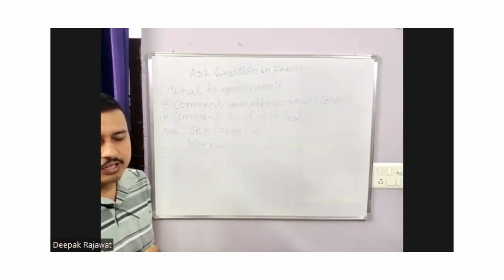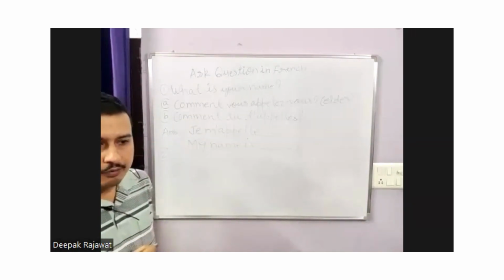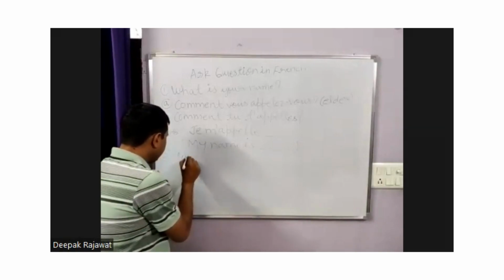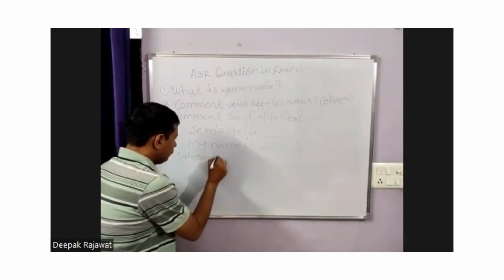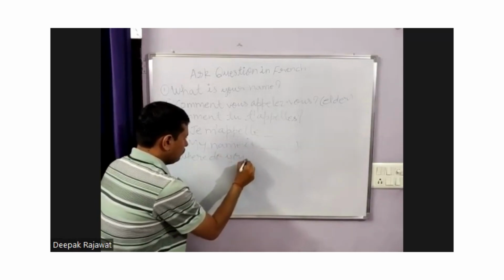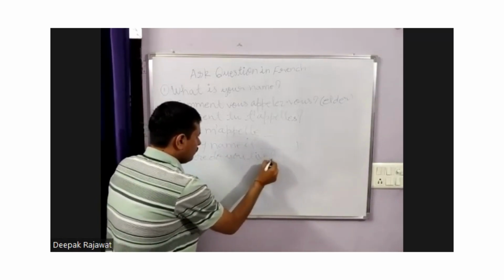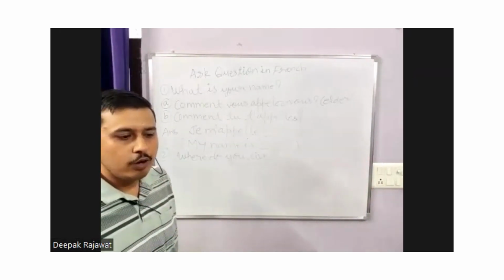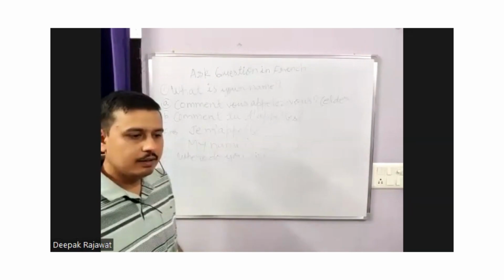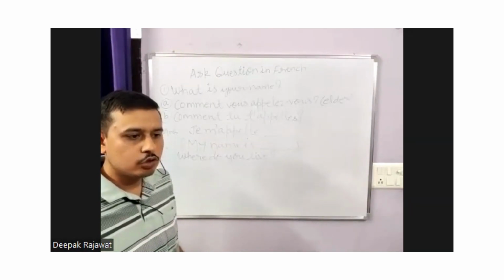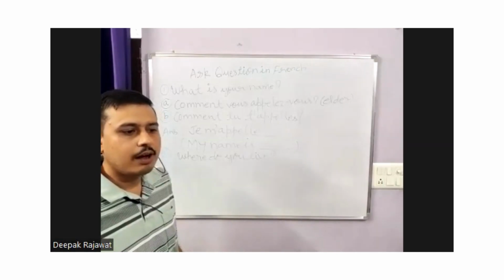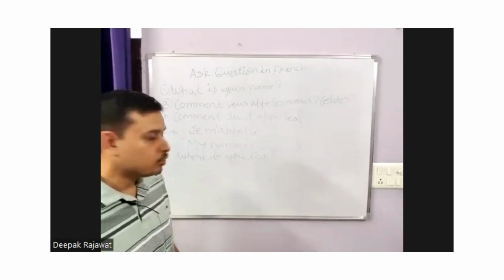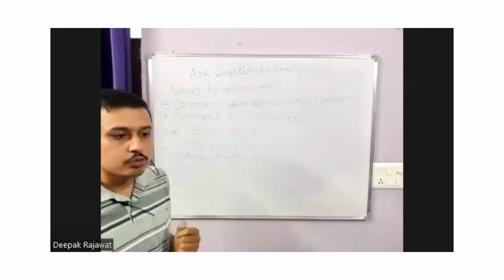We have just studied the word où. Où means where. Where do you live? So in English, how we will going to say? J'habite Jodhpur. I live in Jodhpur. And in French, we have done also. J'habite Jodhpur. So now we will going to see how we will going to ask the question in French.